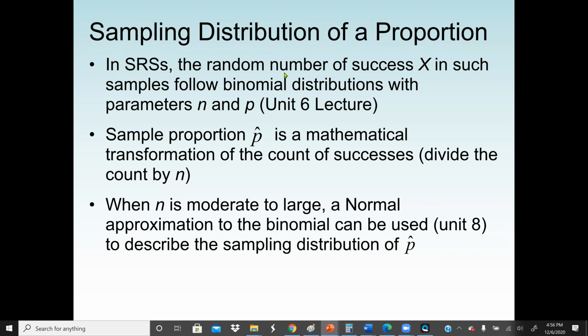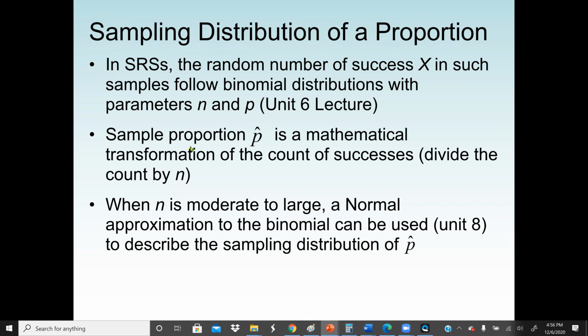So, sample distribution of a proportion. Here we say that in a simple random sample, the random number of successes X in such a sample would follow a binomial distribution with parameters N and P. We discussed this in Unit 6 lectures. Again, this is our Unit 16.